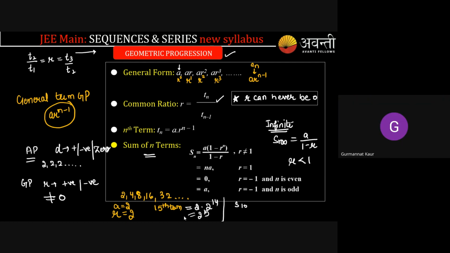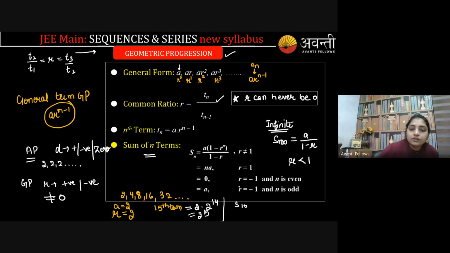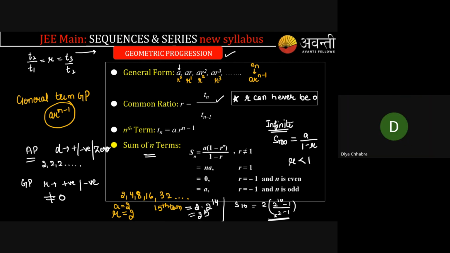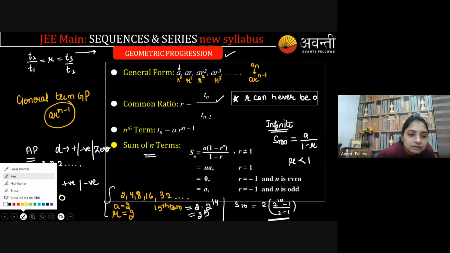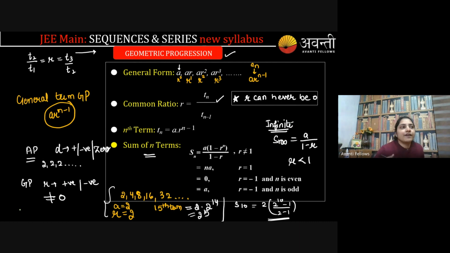2 into 2 raised to power n minus... Great. So it means it must be 2 into 2 raised to power 10 minus 1 divided by 2 minus 1, right? Yes, ma'am. So these are the basic level questions. Just change the statements and find out these questions in a similar way in your school level, right?